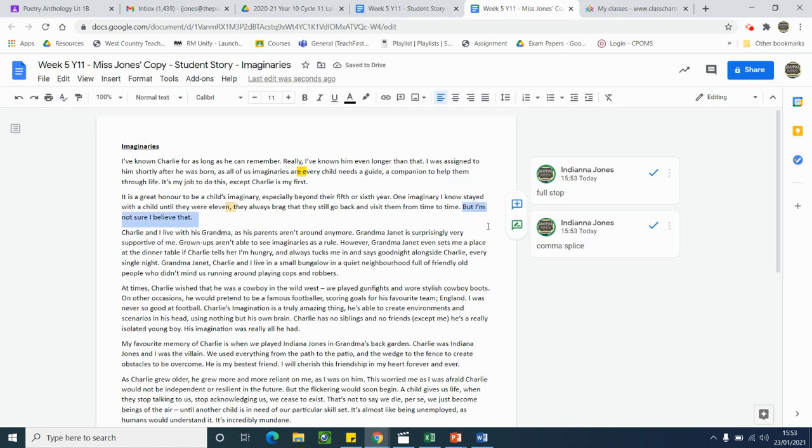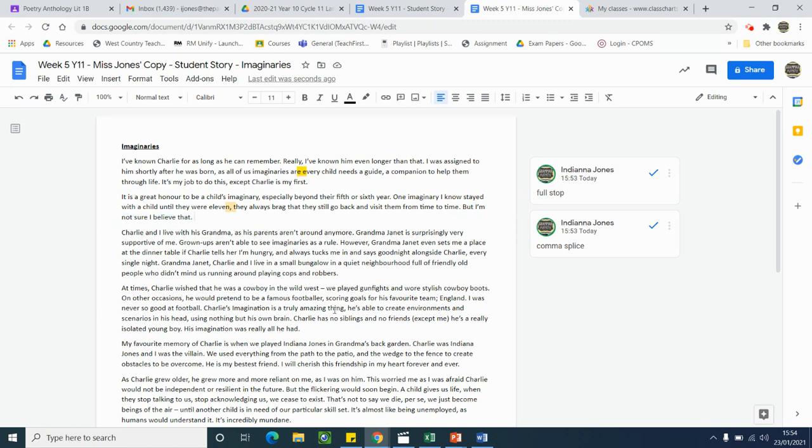This is technically a fragmented sentence, but I'm not sure I believe that. However, the student has done it for effect. It's an effective dramatic pause there. So I am going to leave that because it creates a tone of doubt.